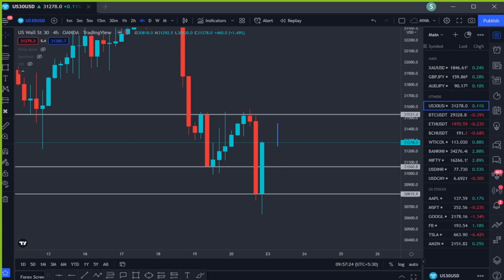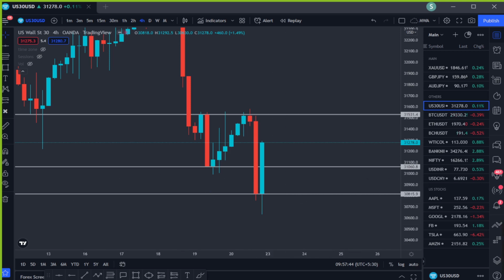Okay, let's see. So what are we expecting right now? We are expecting the price to move to the next resistance like this, and if we get a break and close over that level, we are expecting the price to move to the next resistance, right? So this is what we are going to expect right now on the price.